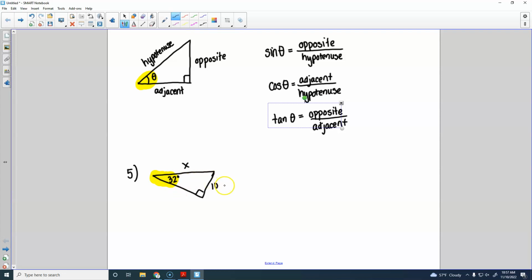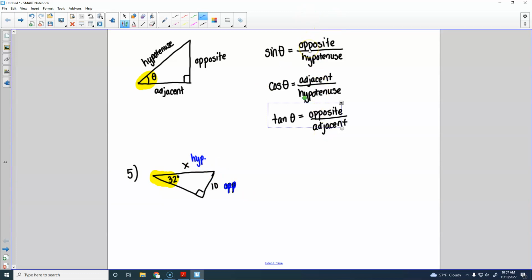It is our opposite side. It's across from the angle of reference that we have here. So this is my opposite side. And then the other side that I care about is this X right here. Is that opposite, adjacent, or hypotenuse? That is hypotenuse. Right? So, if I have opposite and hypotenuse, which one of these trig functions do I want to use?